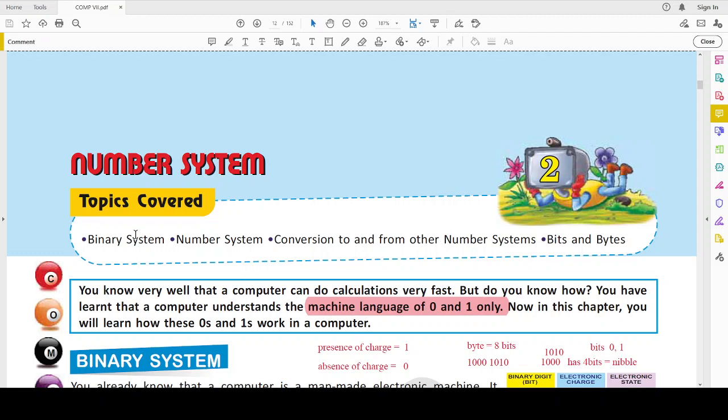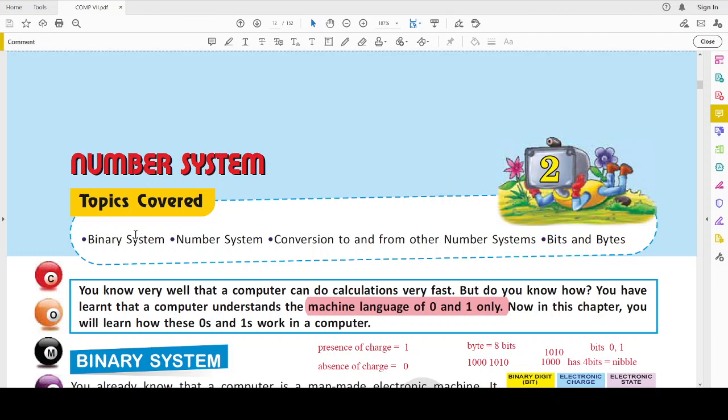So this is called a non-positional number system, and such a number system, you can well assume, is very hard for arithmetic calculations. We cannot do arithmetic calculations with a non-positional number system. So as man evolved, man started using positional number system.